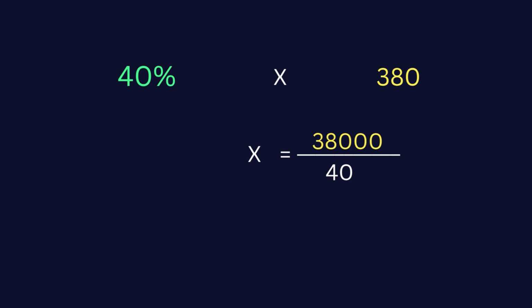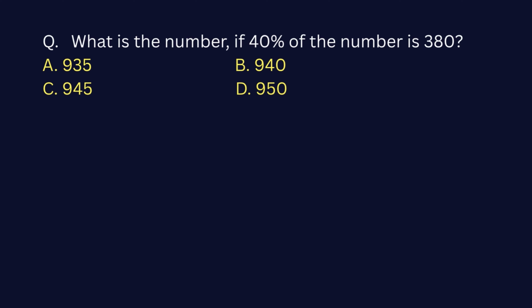We can simplify it by removing the 0 from both sides. So I get 3,800 divided by 4. If I do 4 times 950, I get 3,800. So if I look at the options, we see that option D is the correct answer, which is 950. So the unknown number is 950.